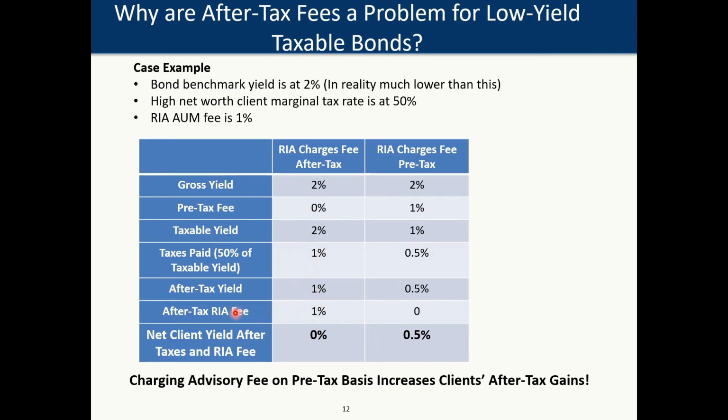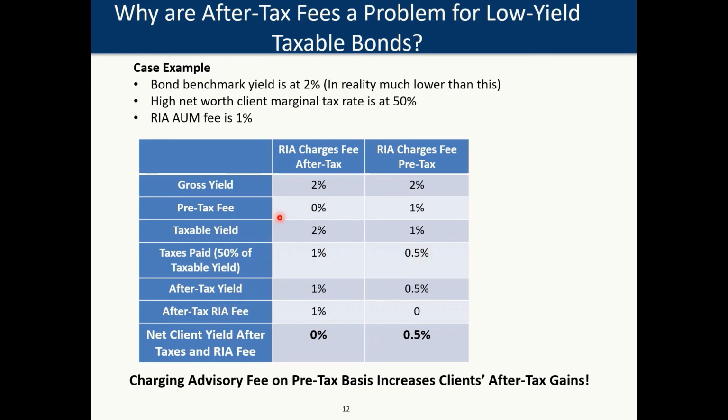Now they're paying the RIA fee with after-tax money. So they're taking that 1% net return that they just got, they're subtracting the 1% RIA fee, and they're walking away with nothing, right? So they're investing in bonds at 2%, and the client is walking away with nothing because they're losing everything to taxes and the RIA fee.